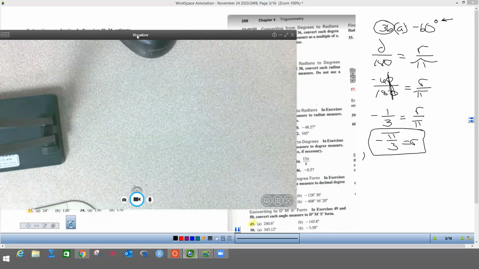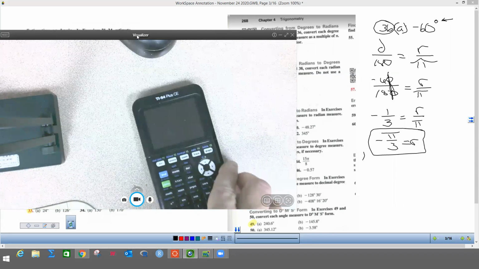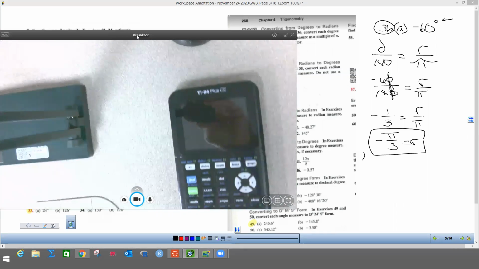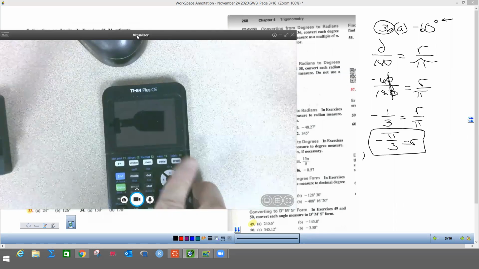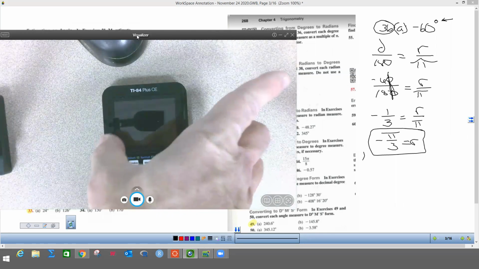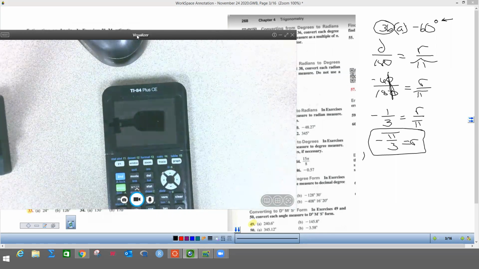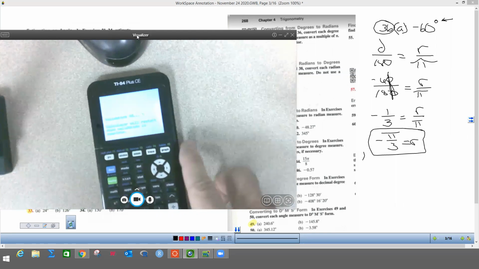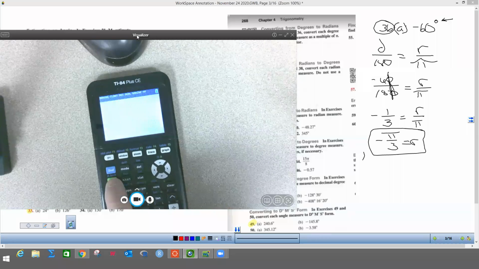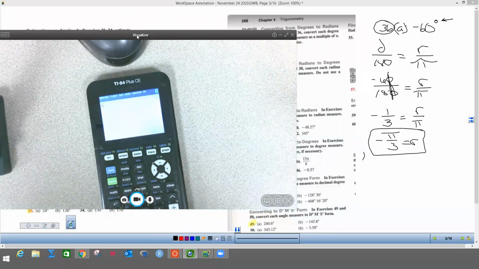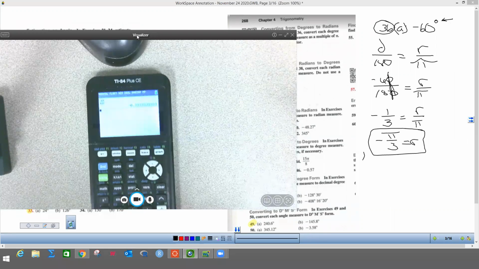So if you take your calculator, if you look over here to the right of the screen, it's got negative 60 over 180. So if I turn my calculator on and I hit alpha y equals 1 to get a fraction bar, and I type in negative 60 over 180 and I hit enter. Usually that will reduce it to a fraction for me, but it's a decimal.